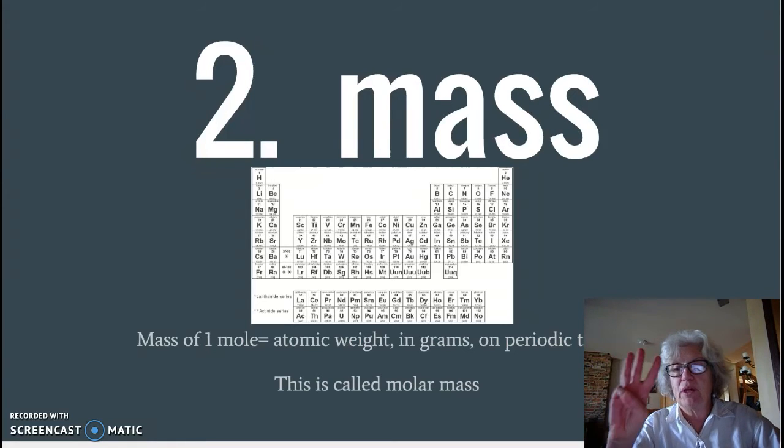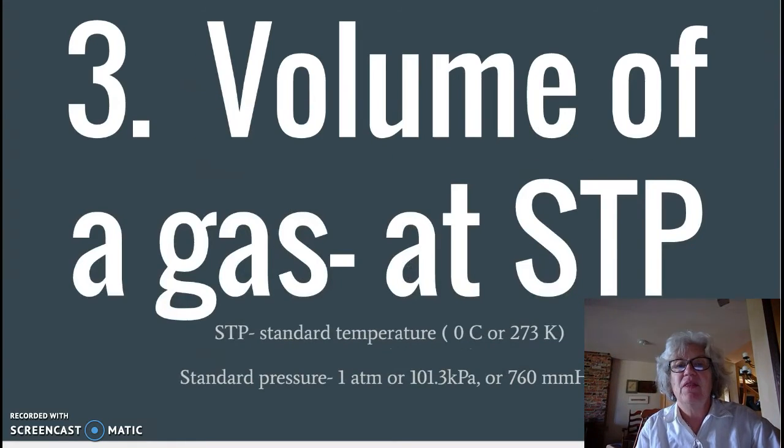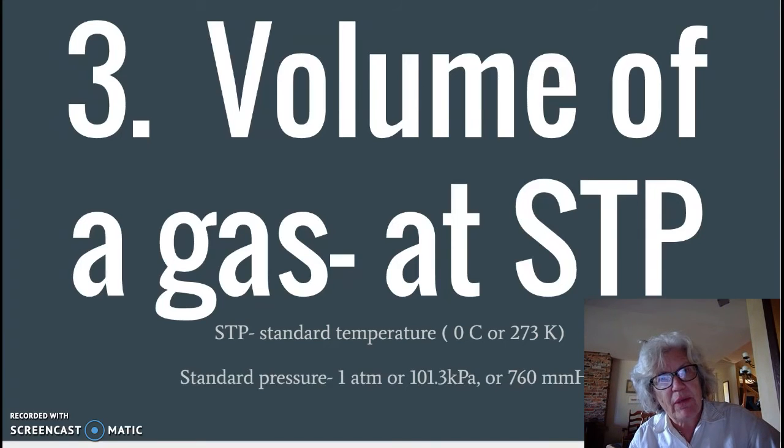But there's a third thing a mole can tell us, and the mole can tell us the volume of a gas, only if it's a gas, at STP. Now, STP stands for standard temperature and pressure. Standard temperature is 0 degrees Celsius, and as you know, that could also be 273 Kelvin. Standard pressure, we have many pressure units. It's 1 atmosphere of pressure, or 101.3 kilopascals of pressure, or 760 millimeters of mercury. All these are pressure at sea level.